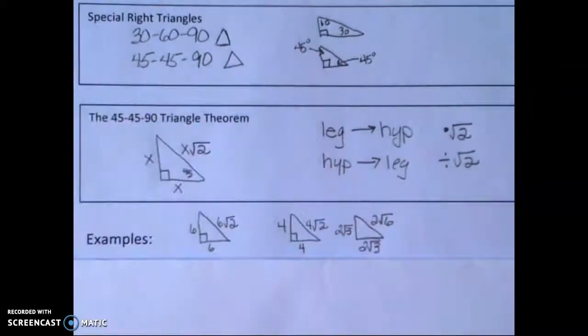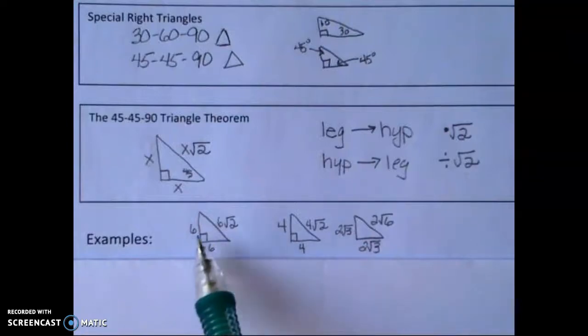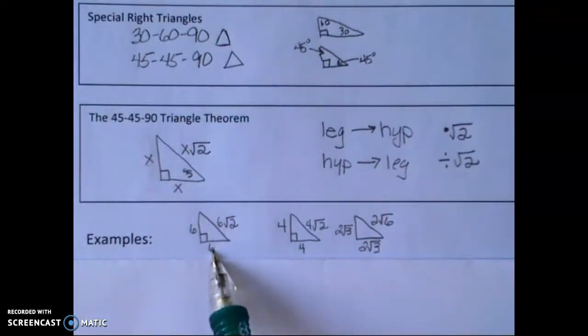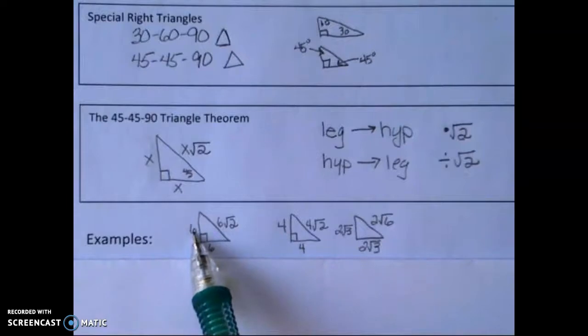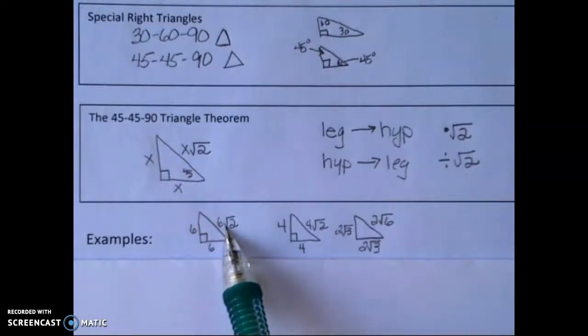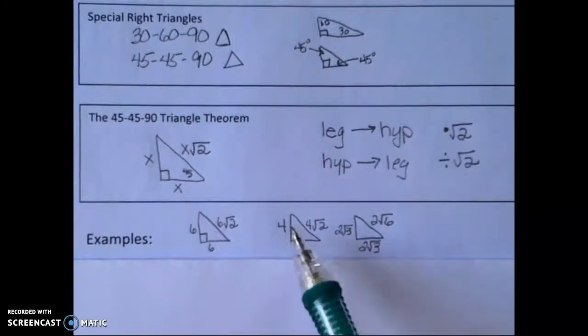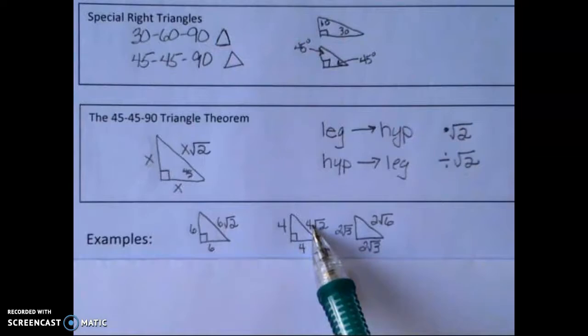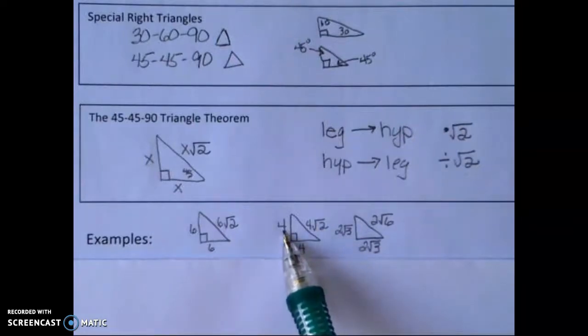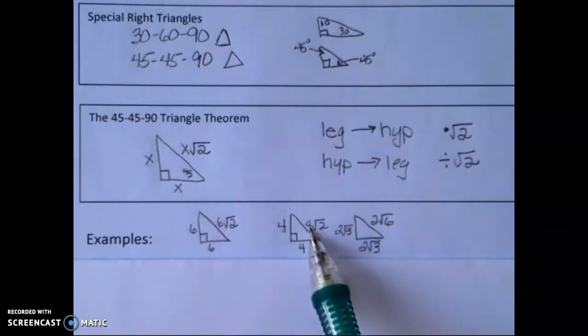And here are some pictures of these special right triangles. These legs are the same. Each one is 6. To go from the leg to the hypotenuse, you multiply by the root of 2. If you want to check my work, you can do the Pythagorean theorem, or you can trust me. The legs are each 4. The hypotenuse is 4 root 2, because you take the leg and multiply it by the root of 2.